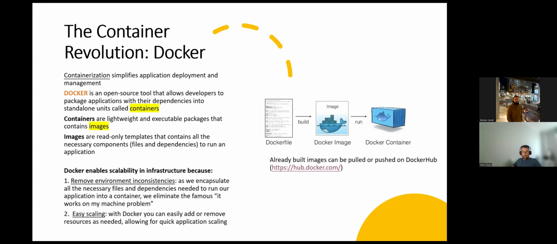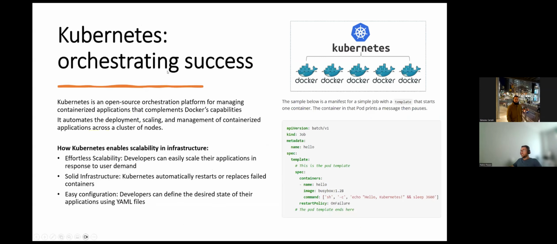So let's move on to Kubernetes, which is basically the orchestration tool to manage Docker images, and works together with Docker to ship and deploy images. Kubernetes automates the deployment, scaling, and management of containerized applications across a cluster of nodes. And Kubernetes improves scalability because it provides effortless scalability, because developers can easily scale applications in response to user demand. That means that you can add or remove resources like RAM, replicas, etc., just using this YAML file.